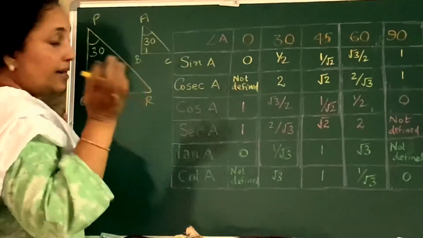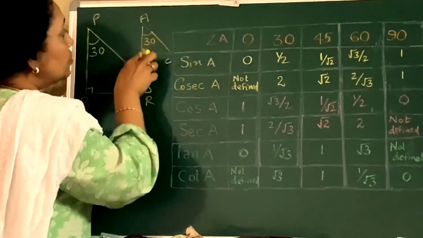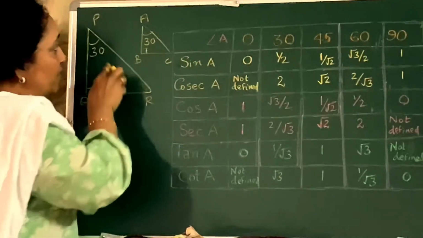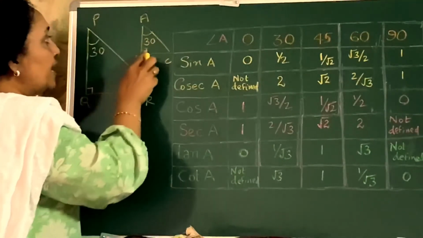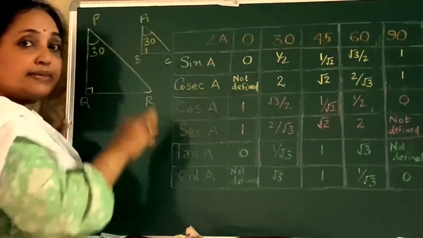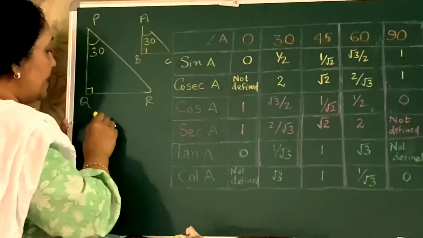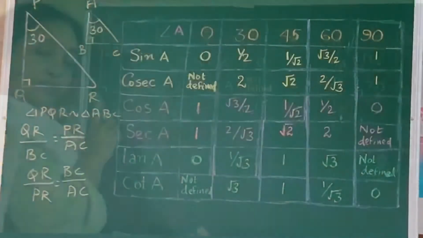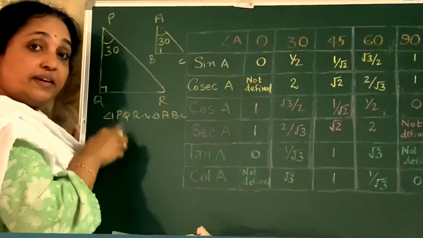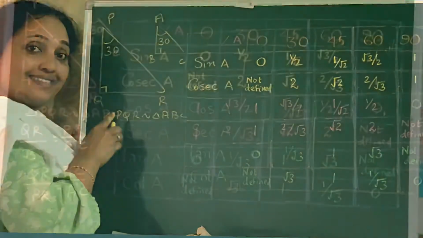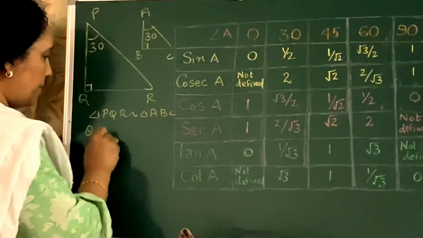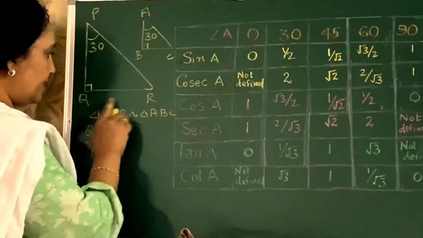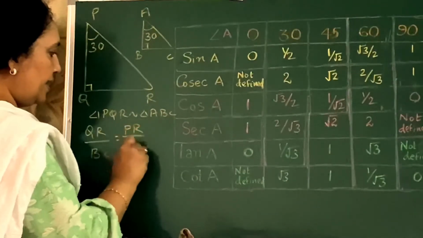How will that happen? Please look here. In these two triangles, triangle ABC and triangle PQR are similar triangles because these two angles are equal and these two angles are equal. Therefore, these two triangles are similar by AA similarity. Triangle PQR is similar to triangle ABC. Therefore, their sides are proportional. Proportional means the ratios are the same. That is QR by BC is equal to PR by AC.